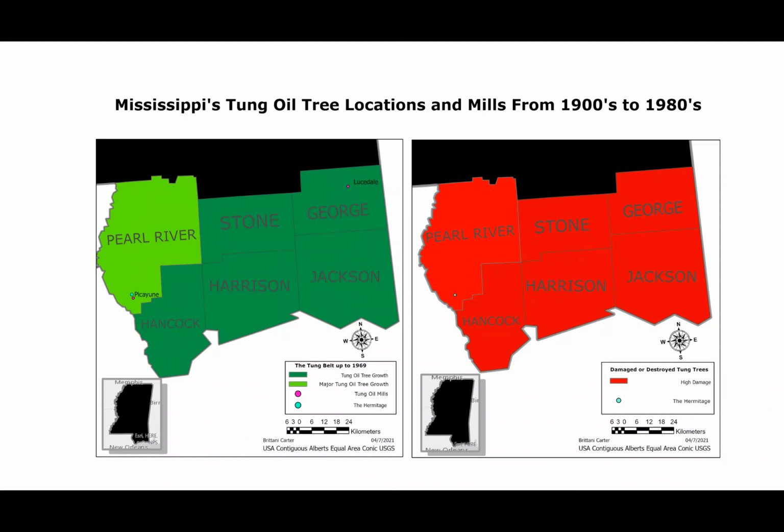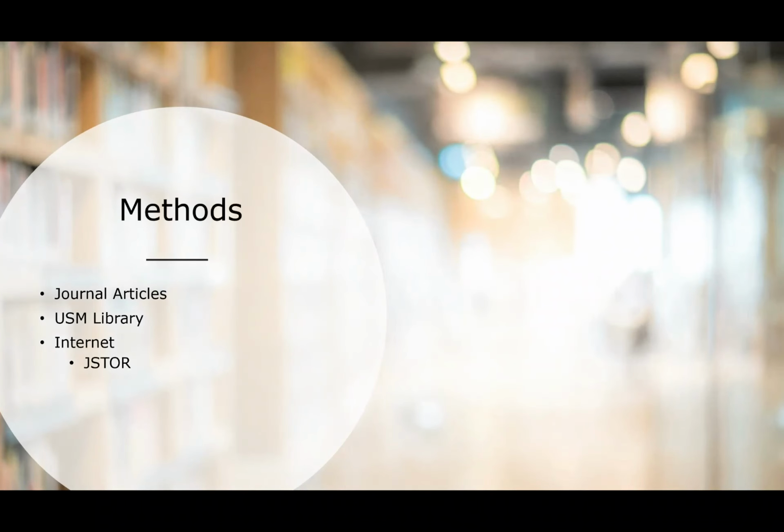But I believe that all the methods that I used were concise with my research. I went to the USM library in order to obtain a lot of my information. I had help from the librarian, and she sent me a lot of articles. I also found JSTOR, which was an amazing journal article site, and I found a lot of information and maps that was able to aid me in making this map that I previously made, and all the readings combined.